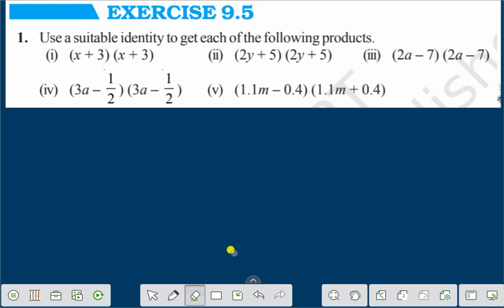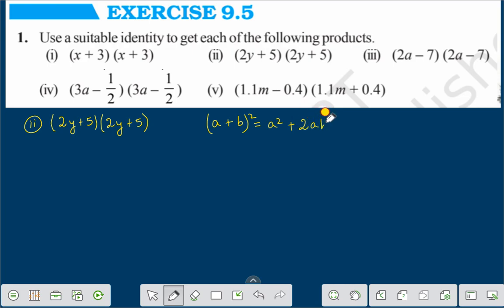Now we solve question number 2. Question number 2 is (2y plus 5) into (2y plus 5). We'll use the identity that (a plus b) whole square is equal to a square plus 2ab plus b square. Now you can write this as (2y plus 5) whole square.